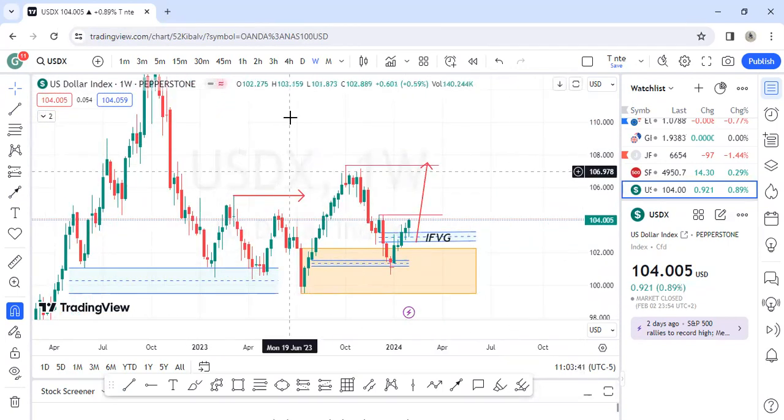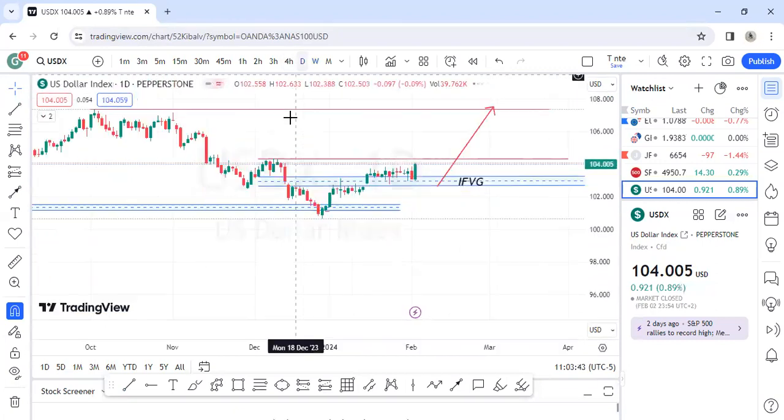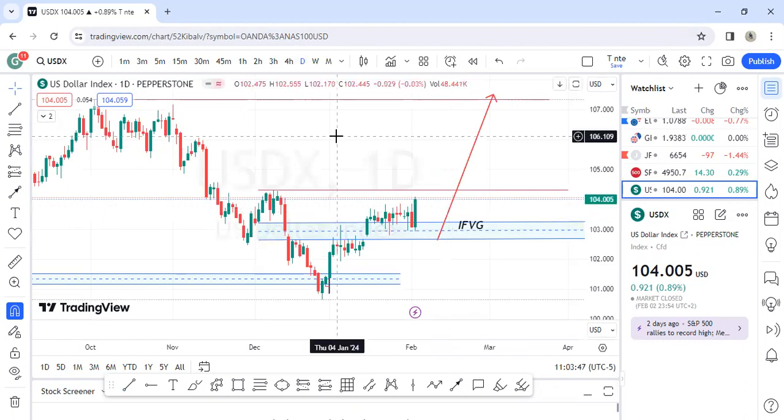So let's quickly go to the daily chart to see it. So I'm not giving you guys the overall picture. I'm not showing you the entry time frames, right? If you want that, just join the Telegram channel for more updates.